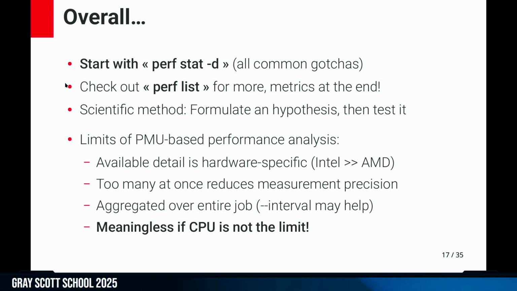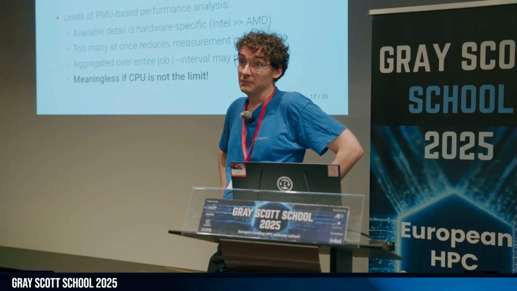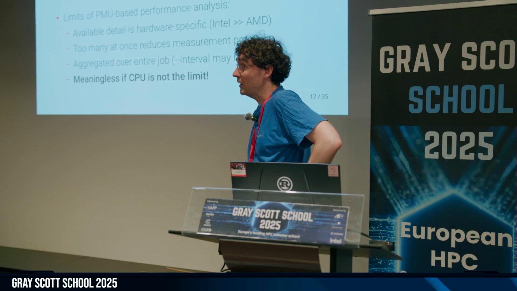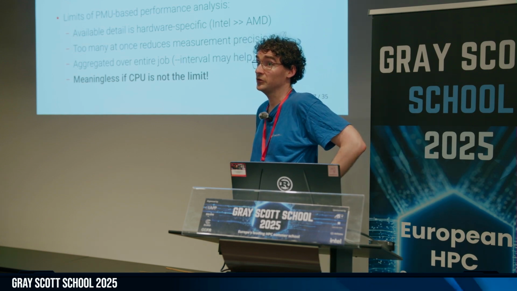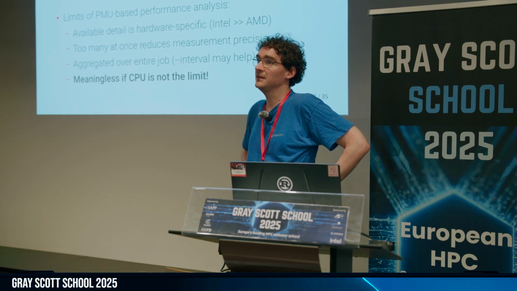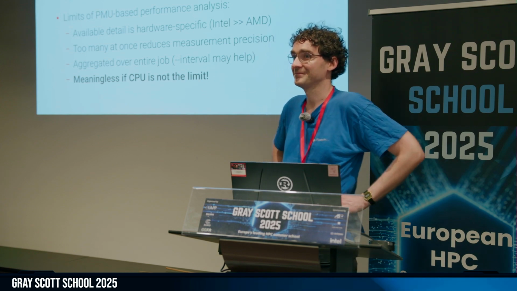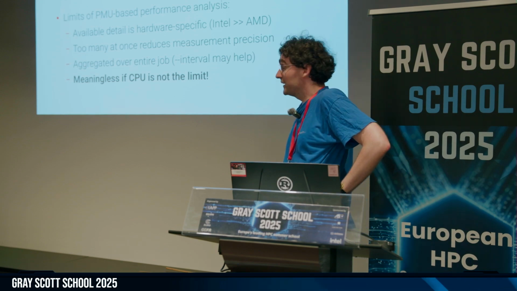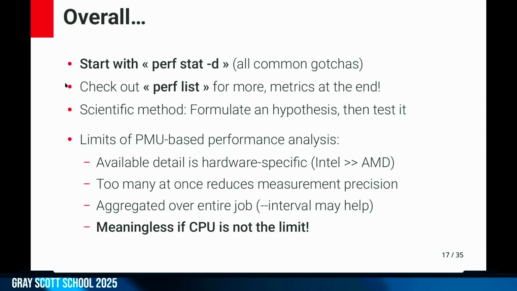Now, there are some limits, unfortunately, on the use of performance counters for performance monitoring. The level of detail that you can get into is hardware specific, which in the particular realm of x86 means that if you have the opportunity to do this sort of profiling on an Intel CPU and not an AMD CPU, please do so, because AMD's performance monitoring units are much worse than those of Intel in terms of level of detail. If you enable too many metrics at once, as I mentioned, you reduce measurement precision, and in the worst case, you can introduce bias.